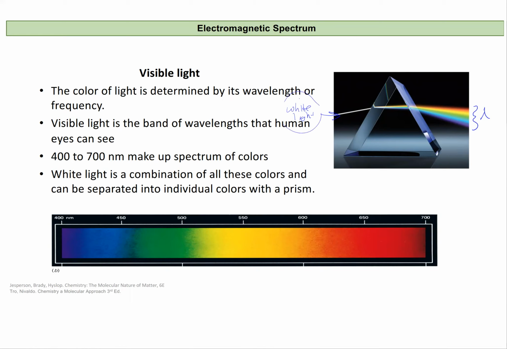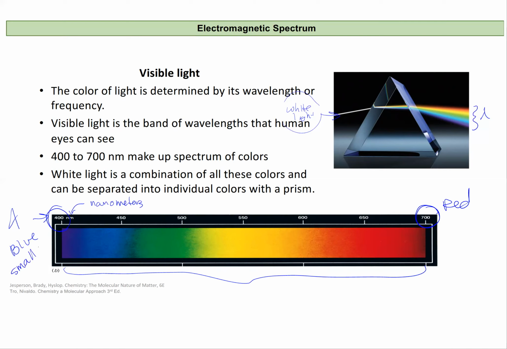That's going to be all light in the range of 400 to 700 nanometers for a wavelength. These values right here at the top are wavelength, and instead of meters, these are nanometers. It looks like an M, but it's really an N, nanometers. They're really small. Out here at 700 nanometers, we have red, and out at 400 nanometers, we have blue. So 400 nanometers is a smaller wavelength, and 700 nanometers is a larger wavelength.